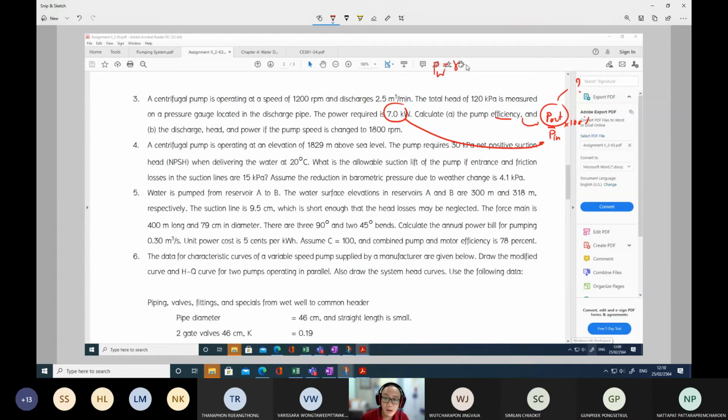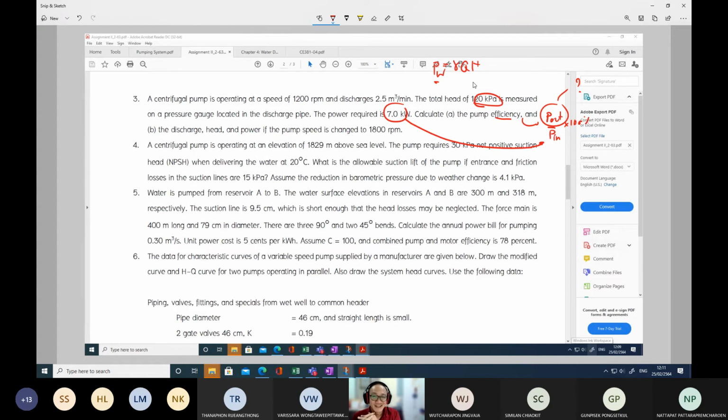P is equal to gamma QH, right? The total head is given in terms of kilopascal, not in terms of water column height in meters. The flow rate is 2.5 cubic meters per minute. So can you just find out the power right now? What is the power output? You already have the information. Gamma QH. Can you just find out quickly?